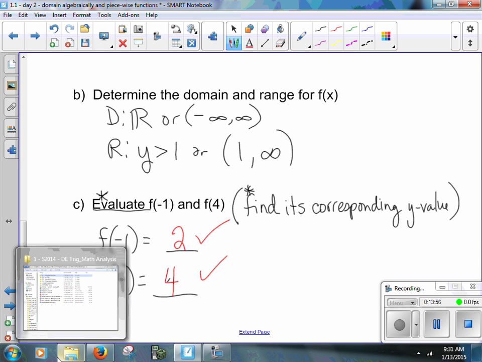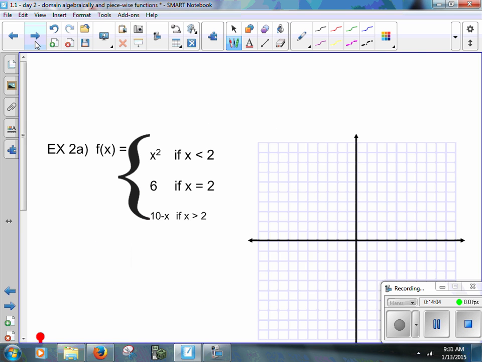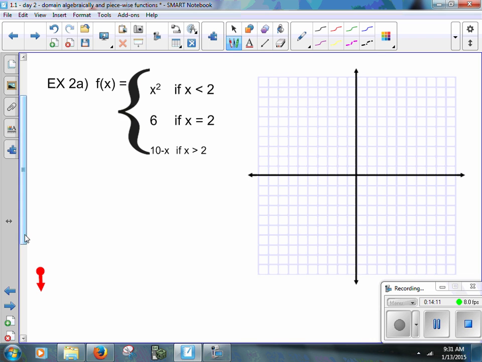We can evaluate using the picture. We can evaluate using the piecewise function, can't we? We just have to decide, hey, which constraint does this fall within? Where can I plug this in? Can I plug it into the first piece or the second piece? Does that make sense? Kind of, sort of? Need to practice some more, right?